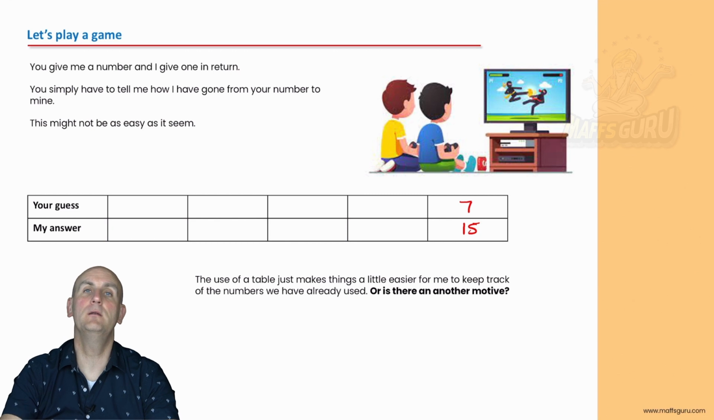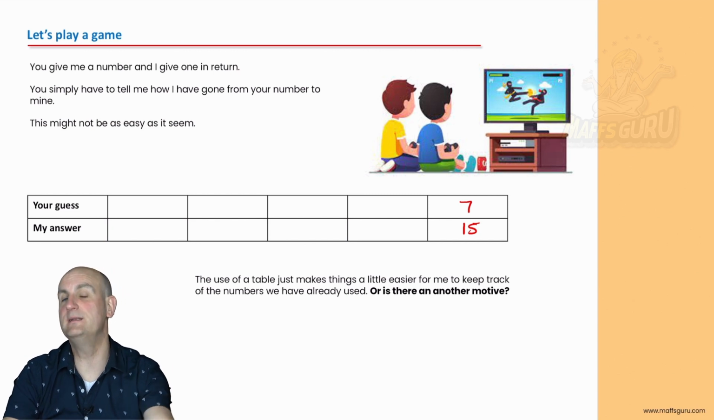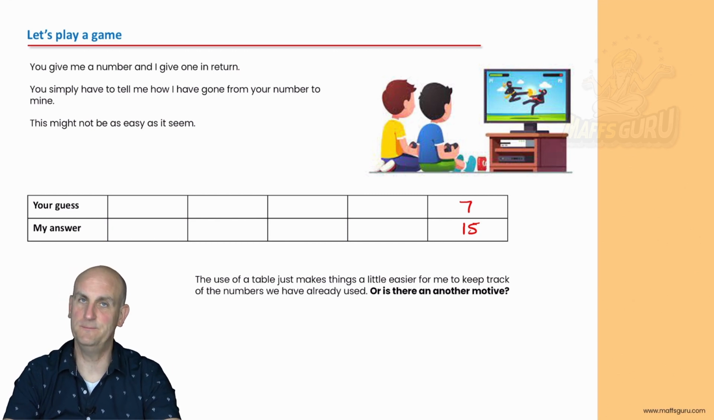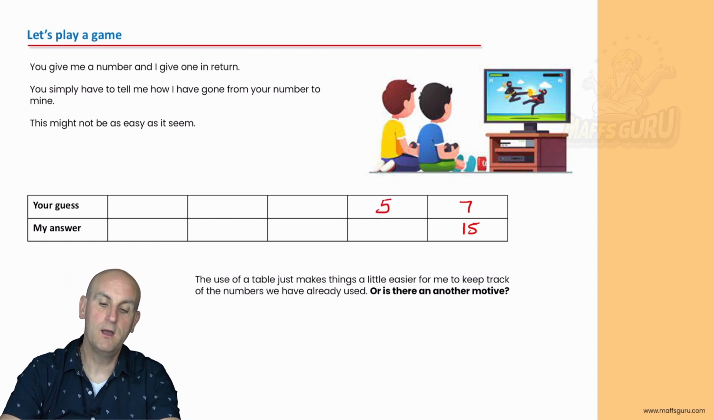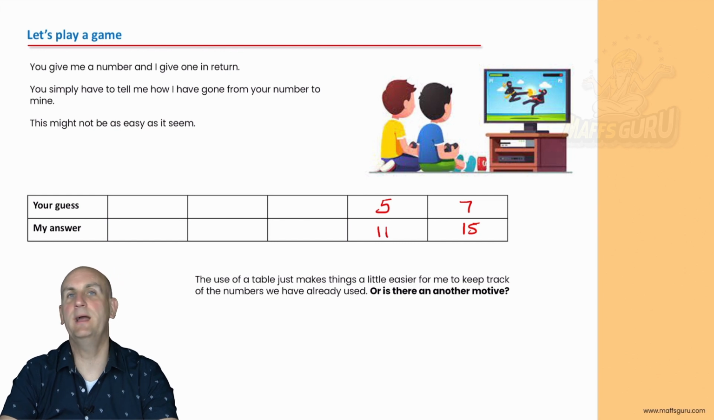Now, at the moment, you may not know. You could probably take a guess, and it's not that difficult. But with that one data item, that one piece of information, you don't know. You've got no idea at this moment in time. So I'm going to ask you for another number. Oh, okay, 5. I'm going to give you 11 back.